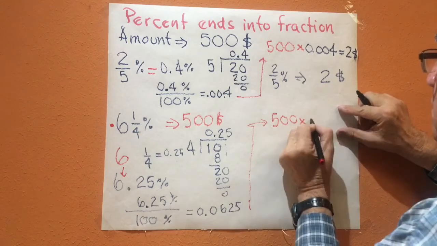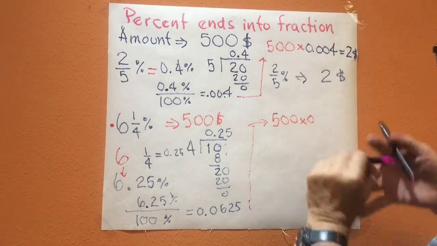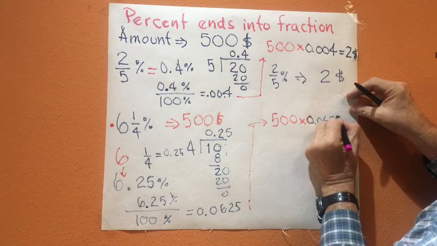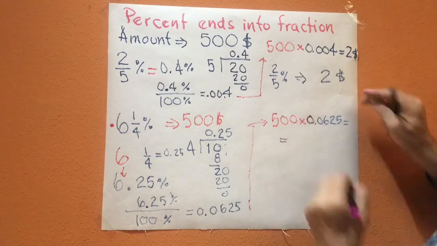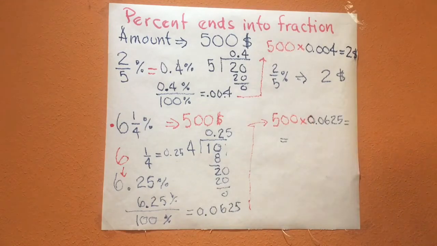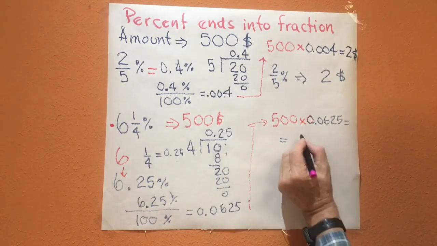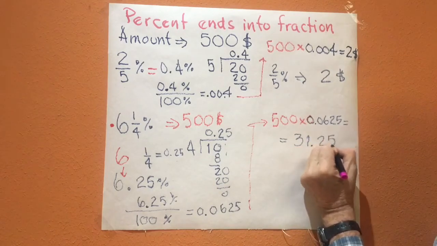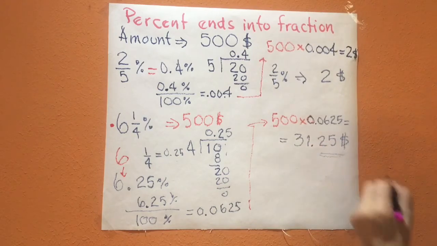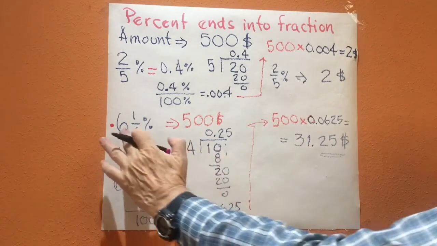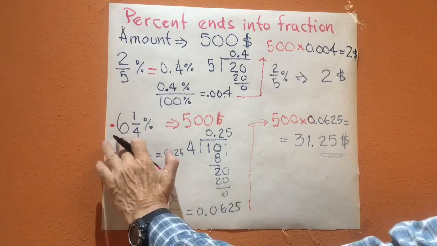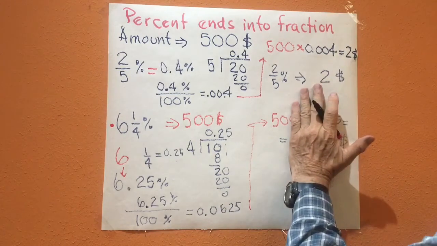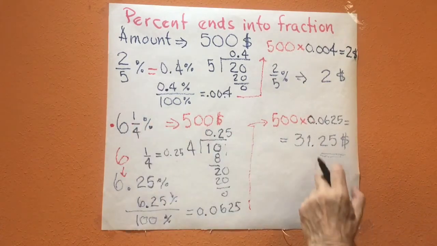Now I will have to multiply 500 times my decimal form, which is going to be 0.0625. And the answer is going to be, once you do the multiplication, $31.25, which makes sense because you can see that it's less than 10%. If it were 10%, it would have been 50. But since it's less than 10%, it's 31.